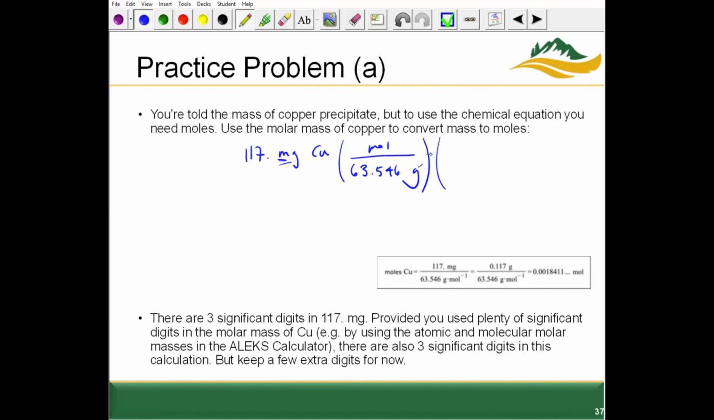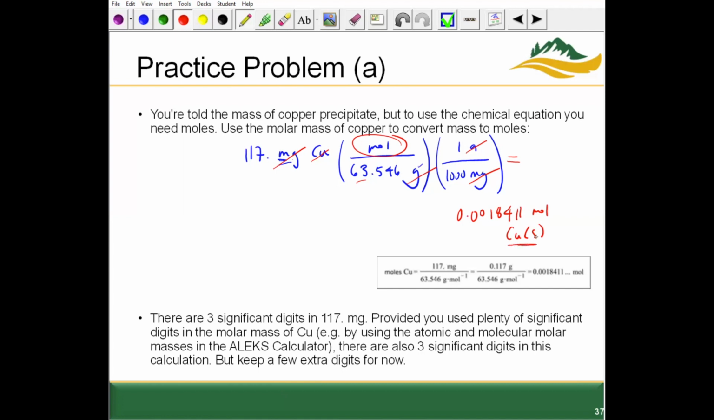We're going to leave this as is. Then for every 1,000 milligrams, there's 1 gram. Now we cancel out milligrams and milligrams, grams and grams, all of copper, leaving just moles of copper after we do this multiplication and division. That comes out to 0.0018411 moles of pure copper metal, or copper precipitate.